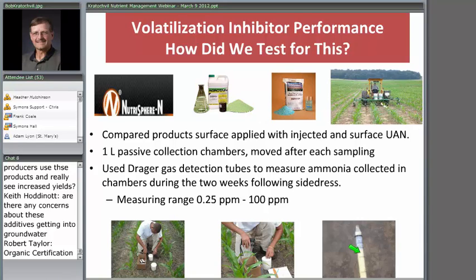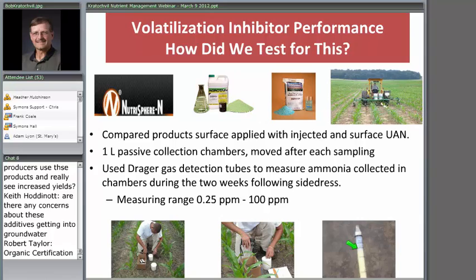Draeger tubes are gas detection tubes that have a polymer rosin within the tube that, for whatever you're measuring, and in this case it's ammonia, will bind with the ammonia as you put the tube into the collection chamber. You have a pump. You can see right there on the hand in this center picture. There's a pump attached to the tube. You insert that into the chamber and put a vacuum on it and pull ammonia or whatever is in the chamber up into the tube.